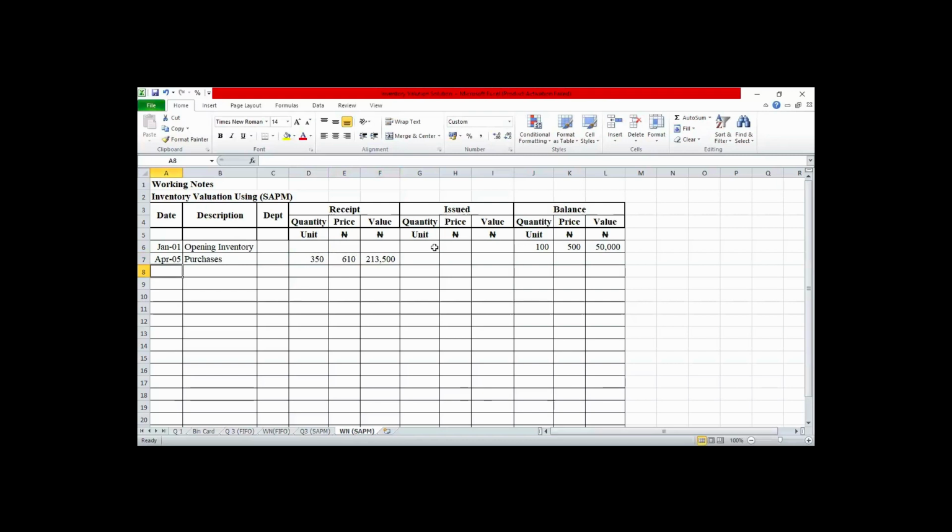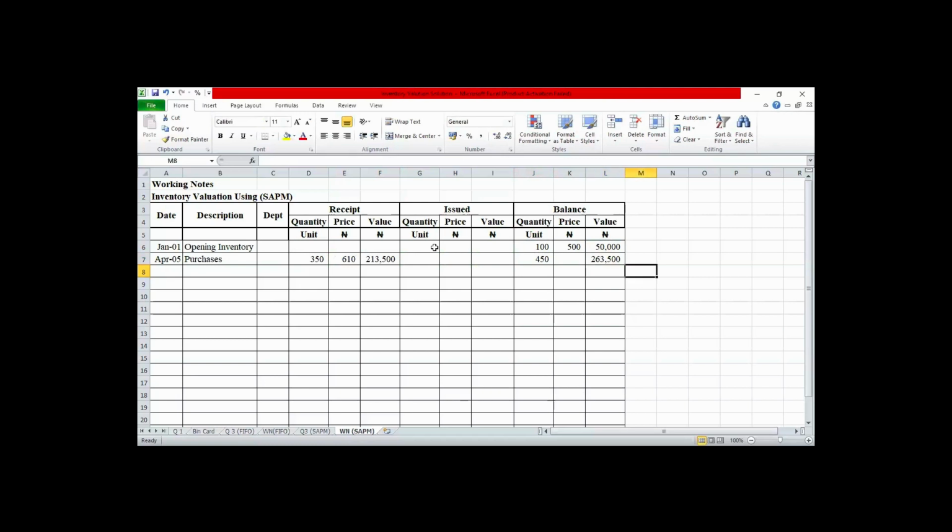No problem, sir. Now, the next one, we are going to the balances. We had the opening balance with the new stock we are taking in. That will now be 100 plus 350, which is 450. Then we come to the value. We also have the same thing: 50,000 plus 213,500. What do we have? 263,500. Is that not so?